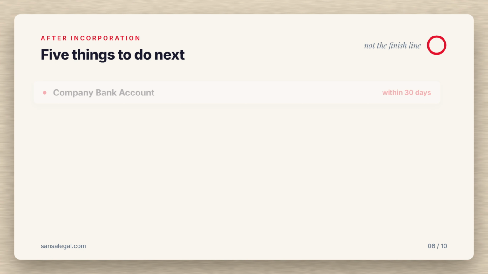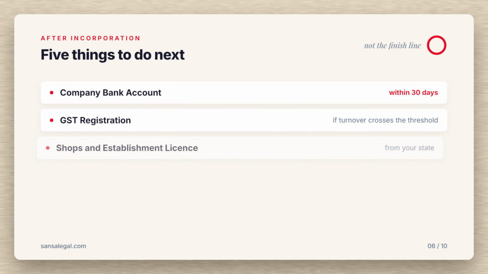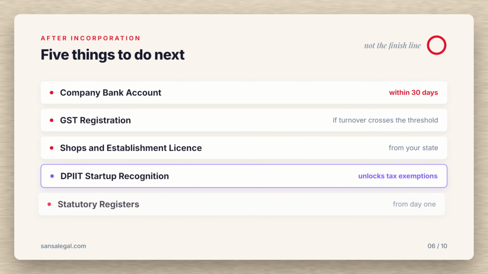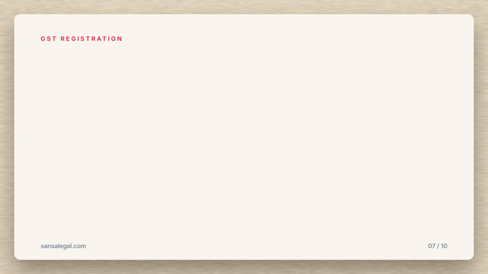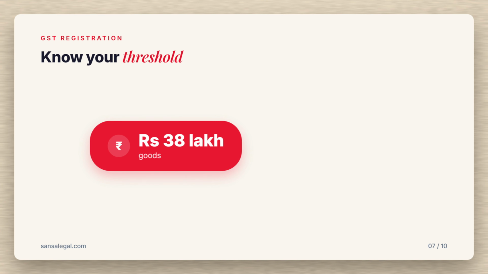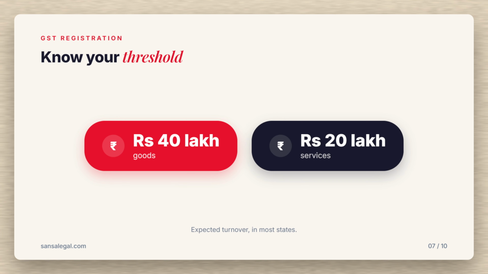Incorporation is not the finish line. Open a company bank account within 30 days using your Certificate of Incorporation, MOA, AOA, PAN, and a board resolution. Register for GST if your expected turnover crosses the threshold, currently 40 lakh rupees for goods or 20 lakh for services in most states. Get your shops and establishment license from your state.